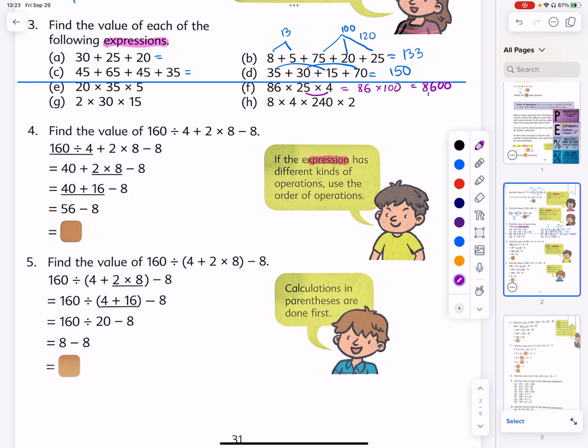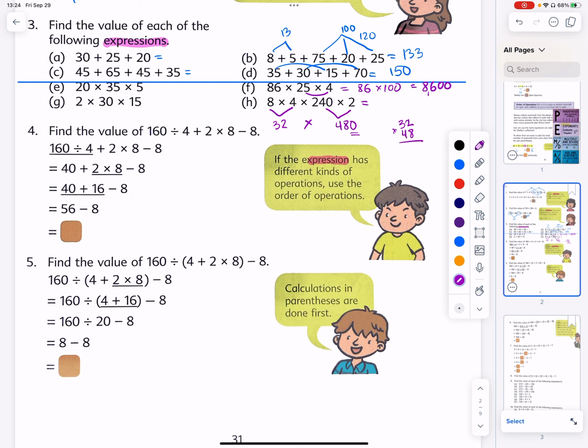Now, expression H, let's solve it. Let's find the value. I don't see a good way to do that other than multiply 8 times 4, which is 32, multiply 240 times 2, which is 480. And then, of course, we need to multiply everything across. So now we have 32 times 480. The easiest way is to think of 480 as 48 tens. Let's compute 32 times 48 and then multiply that product times 10. I want you to pause the video to solve A, C, E, G, and H on your own.